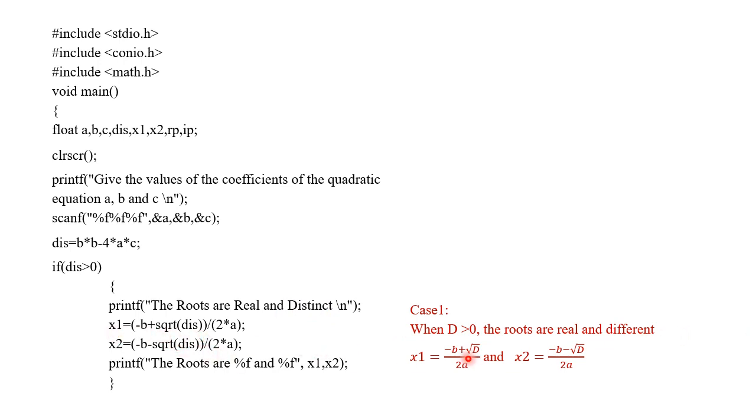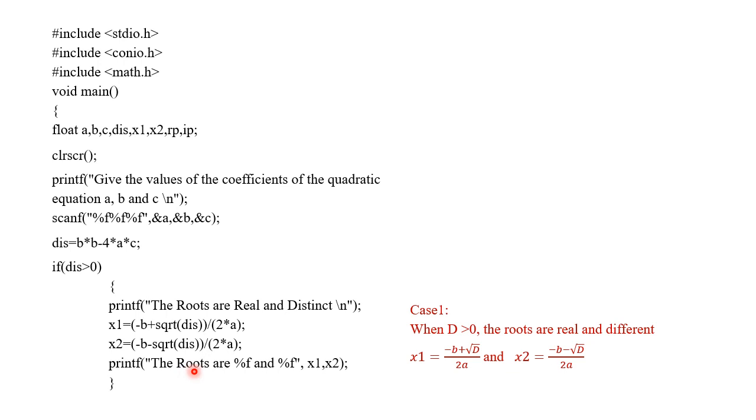X1 is equal to minus b plus root of. Root of means sqrt of discriminant. So this is the bracket, minus b plus or minus root of. So this bracket is for discriminant, and this bracket is for numerator. And divided by the denominator, which is 2a. So for the denominator we use a bracket, 2 times a, 2 star a, semicolon. So x1 will be this one, and x2 the same thing with the plus sign here and minus sign there.